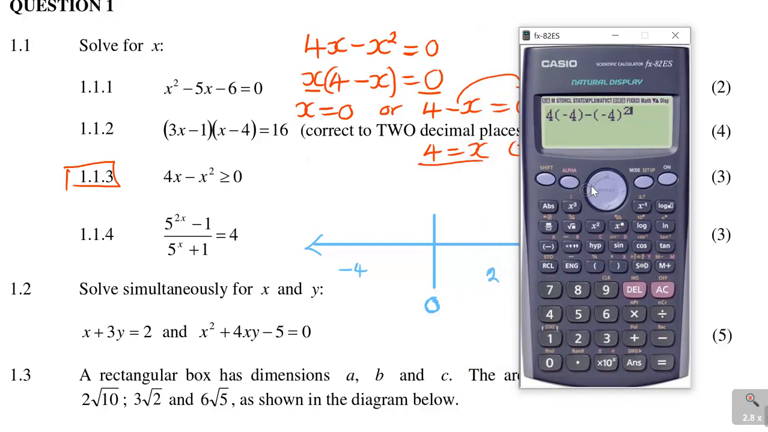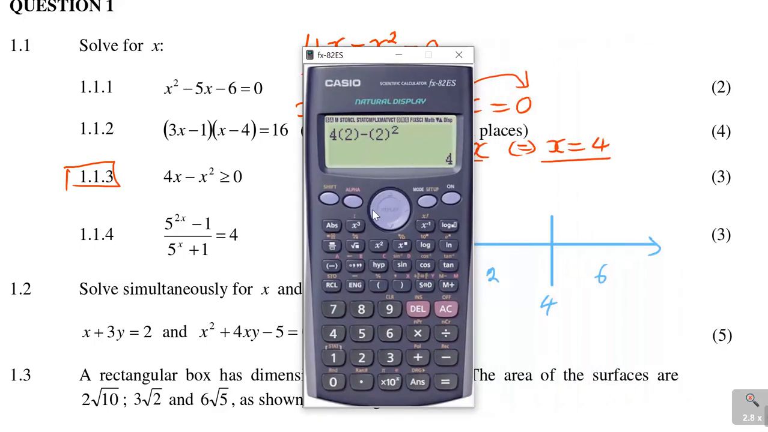Okay, so I press playback. Now I put 2 instead of -4. So it's that. I put 2 this time. Again, I must notice the sign. It was negative. Now the sign is 4, which is positive. I do the same thing with 6.